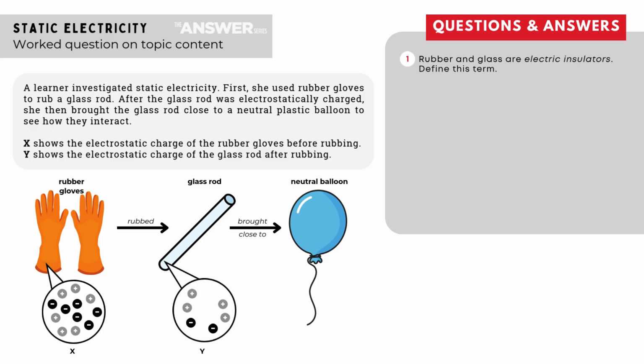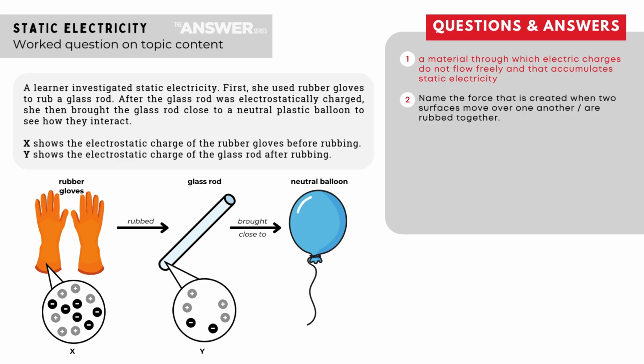Question 1. The rubber and glass are electric insulators. Define this term. This should be an easy question to answer as it is one of the definitions you need to remember from your theory notes. An insulator is a material through which electric charges do not flow freely and that accumulates static electricity.